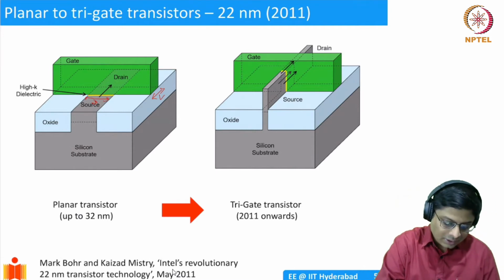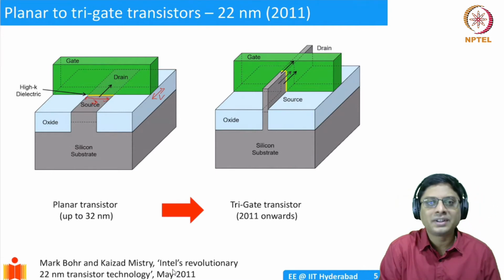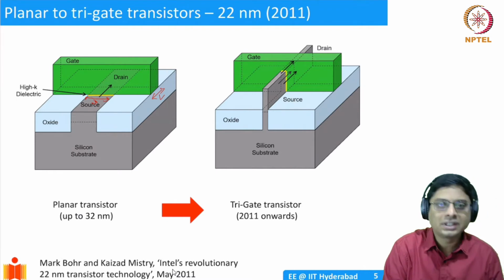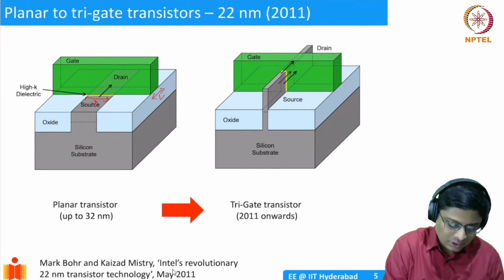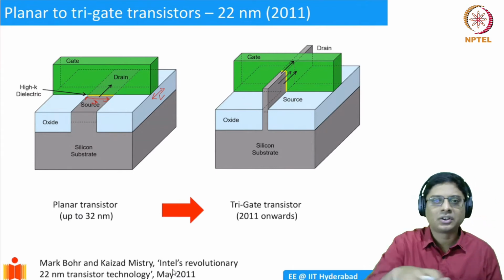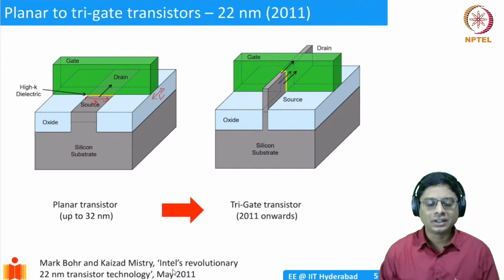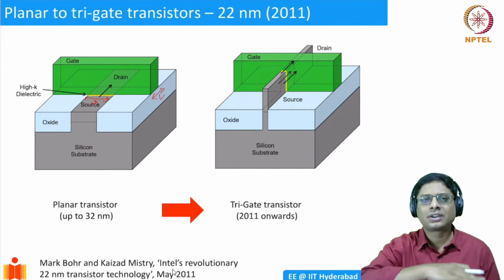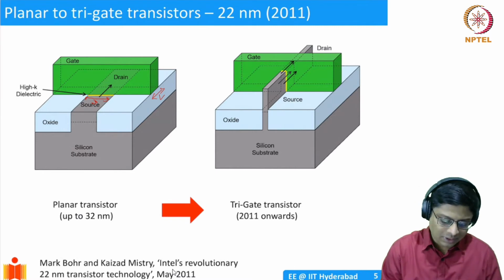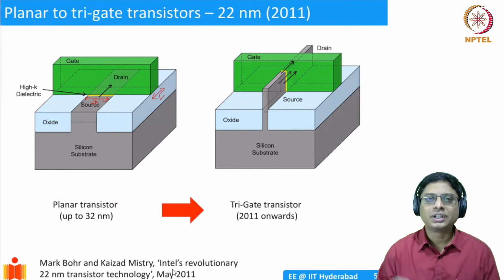So you see that this is a gate, and under the gate you have an inversion channel that forms. This is the dielectric here shown in yellow, and below the dielectric is where you have a square or rectangular form of inversion layer. Just under the dielectric you'll find the inversion layer, and essentially all that current conduction is happening in the plane. That's why it's called a planar transistor. And this is what was used up to about 2011.